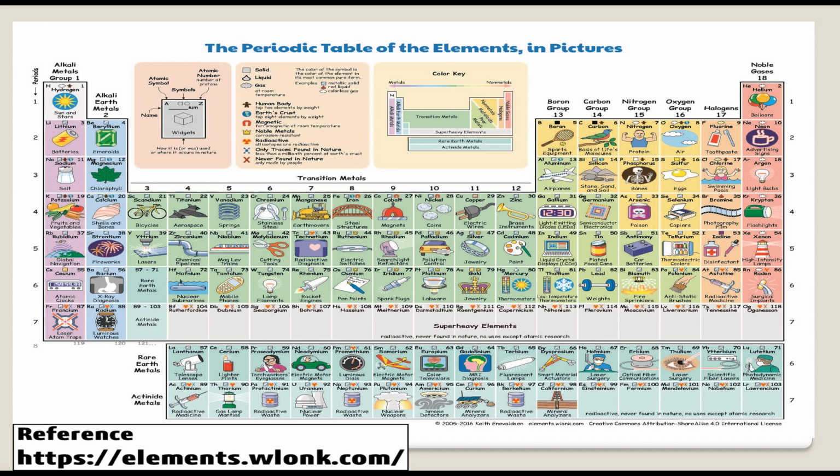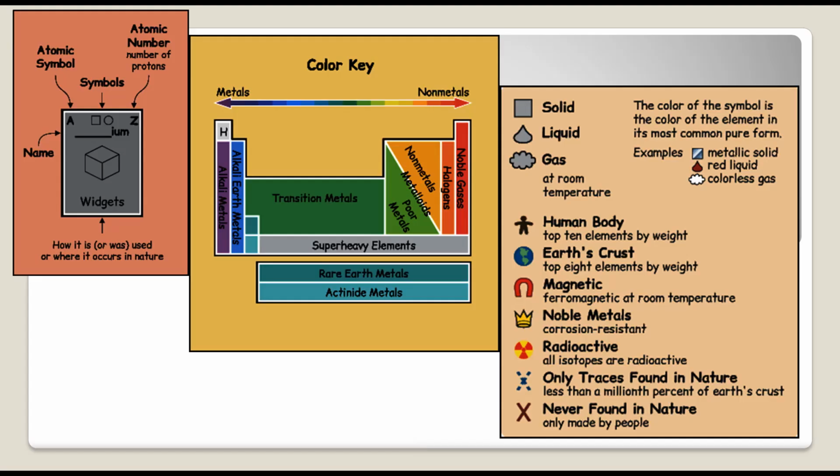Now we need to know what this alkali metal is, what this alkaline earth metal is, and so on, from alkali metals to actinide metals. We'll see them one by one. Before going to that, we'll see how the periodic table presents the elements. For any element, you can see the name of the element, the atomic symbol, the atomic number, and what kind of nature it has. It may be a solid or liquid. Then finally, how it is used or how it occurs in nature. These details you can see in each element's square box.